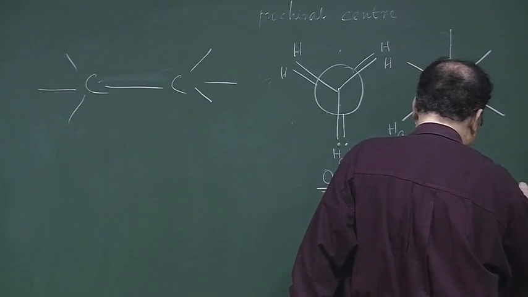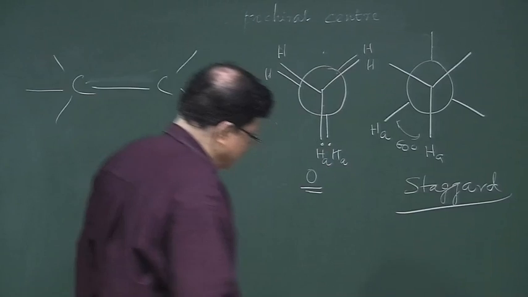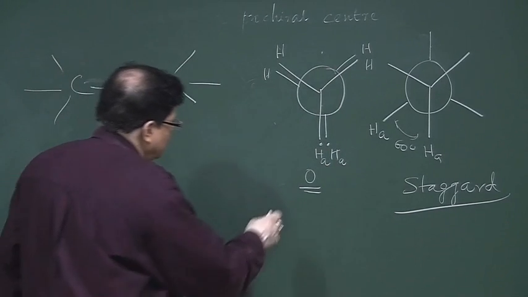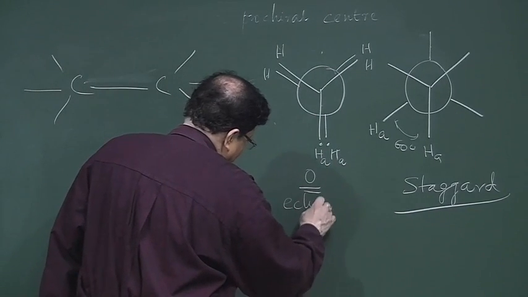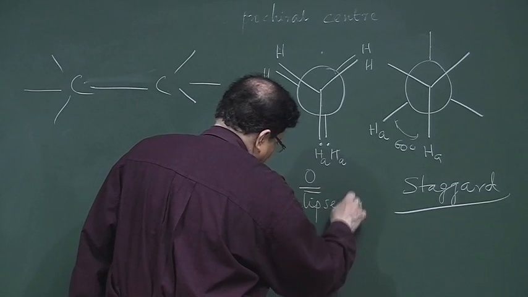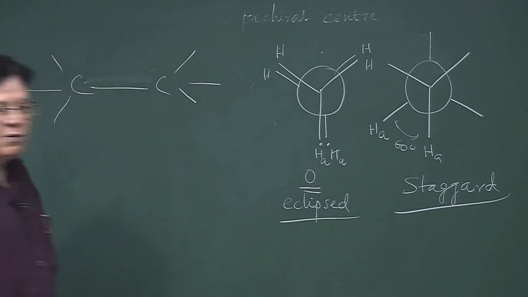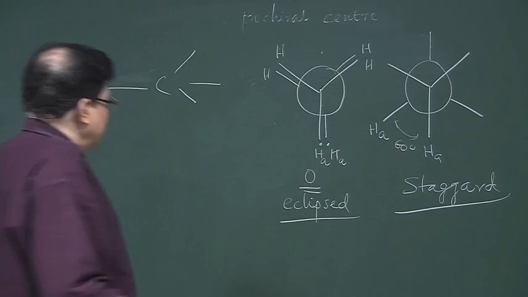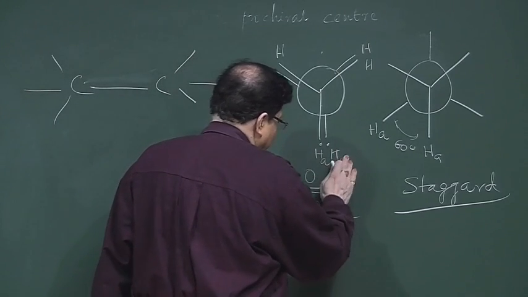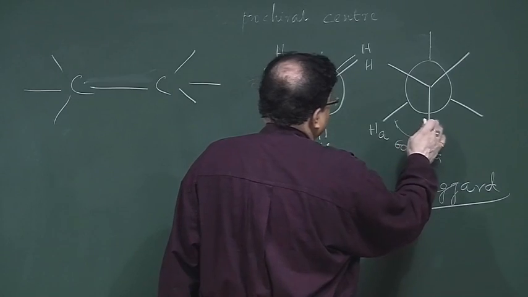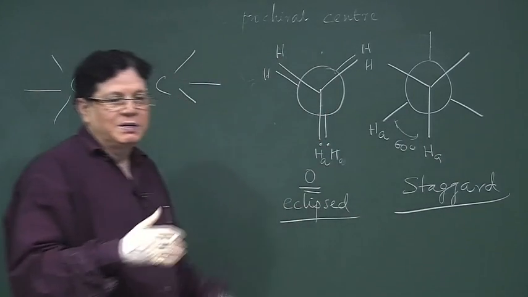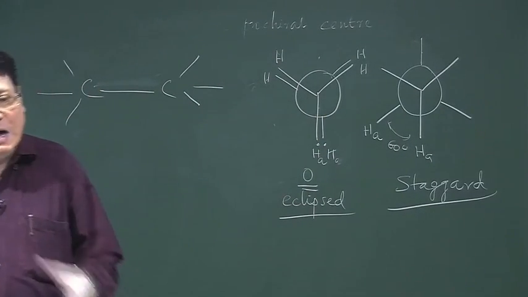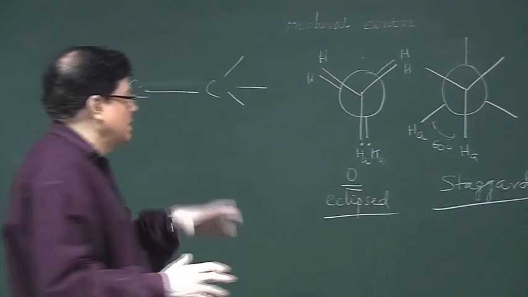Staggered, that staggered, and this form is what is called the eclipsed form. Obviously, the staggered form will be more stable than the eclipsed form. In case of ethane, we start with ethane. The stability difference between the staggered and the eclipsed varies from substituent to substituent.